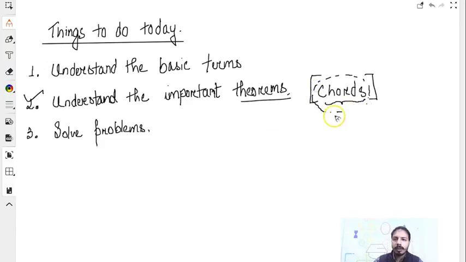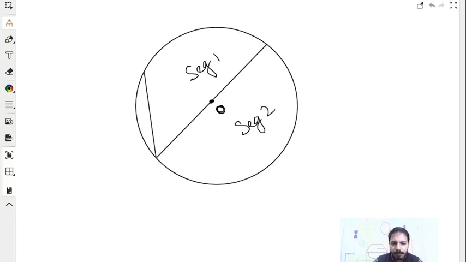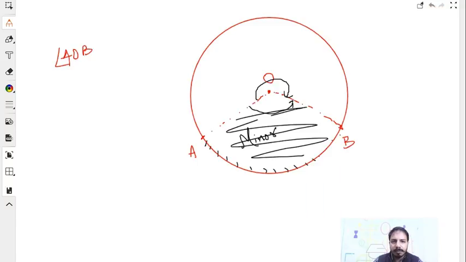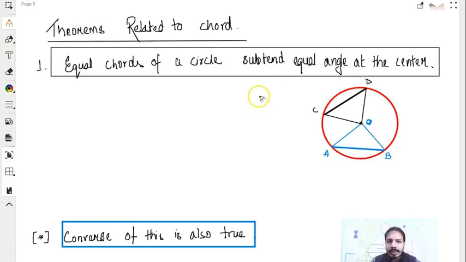And this is where most of the numericals will come from. So the first theorem that you need to understand is the equal chords. Suppose you have two equal chords, it subtends an equal angle at the center. Now when I say this, you need to understand what subtend means.